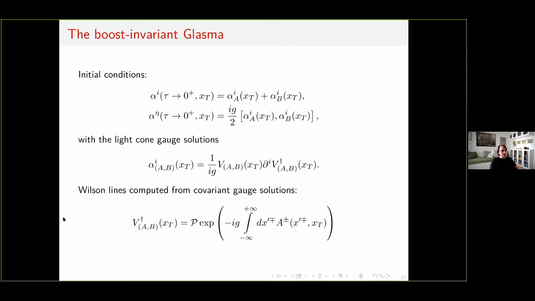You have to actually switch to light cone gauge solutions, which you get from these light-like Wilson lines here. But the main point is just these initial conditions do not depend on rapidity, right? So whenever you're using these initial conditions, you have used boost invariance at some point, right? Okay. So what does the Glasma now actually look like?